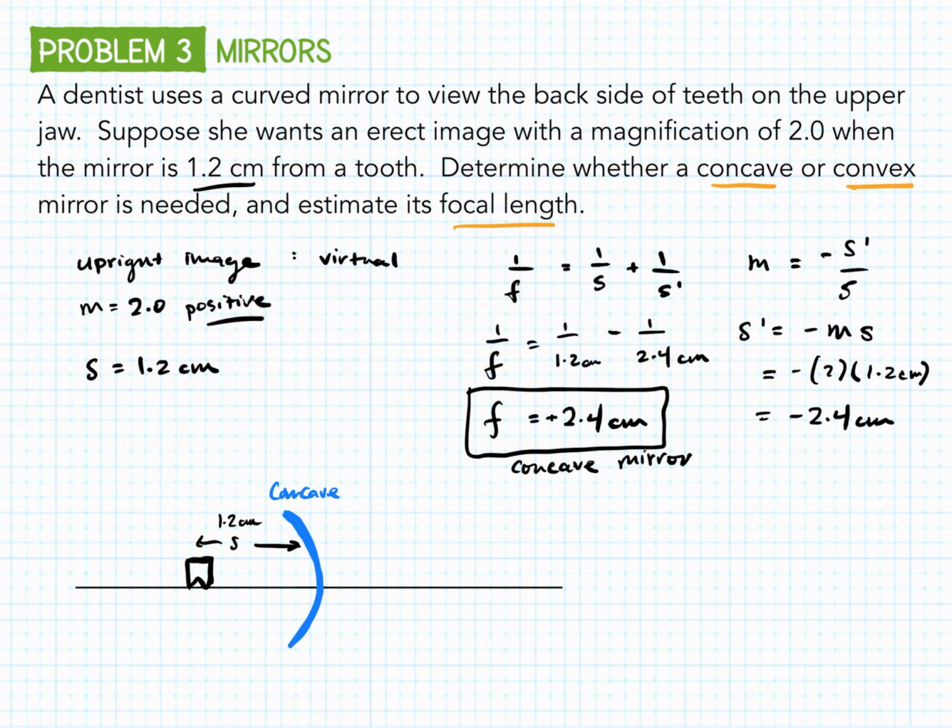And our actual image is going to be back here somewhere. This is our tooth at a distance of 2.4 centimeters. This is S prime, and we can see this is an upright image, right? These are pointing the same way, and it's a virtual image because obviously you can't see through this mirror, but the mirror is going to have a focal length of 2.4 as well.